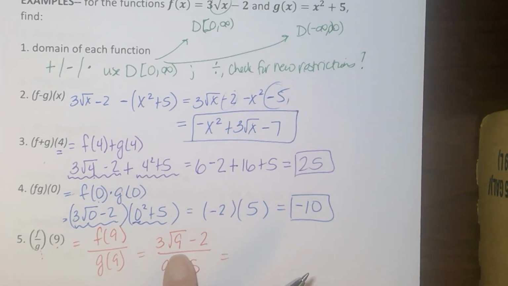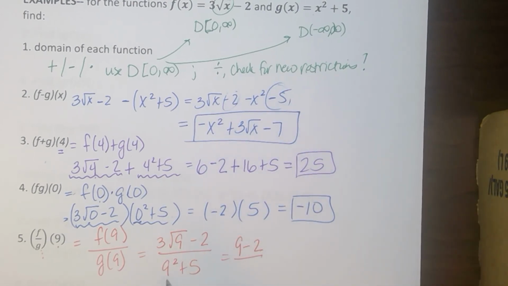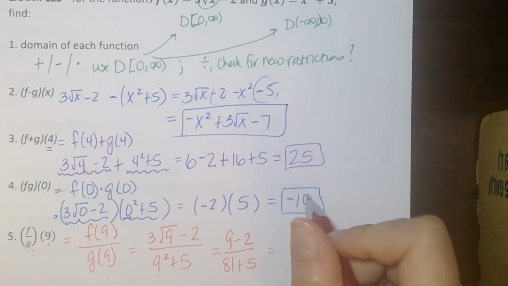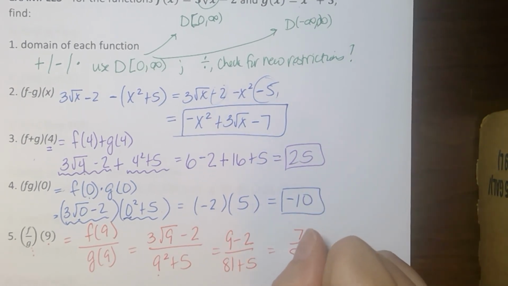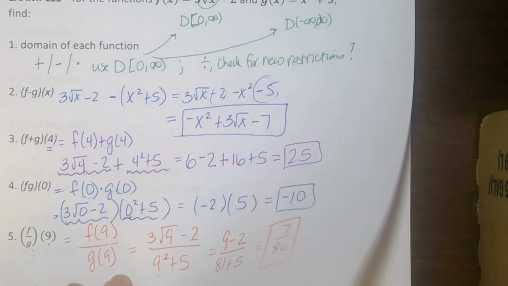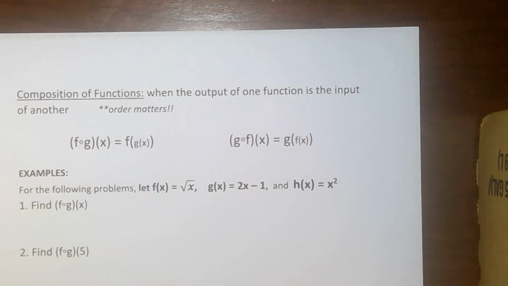Well, square root 9 is 3. 3 times 3 is 9. 9 squared is 81. So my numerator becomes 7 and my denominator is 86, and that is not reducible. So we are done. Just always check to make sure that when you stop, you're in lowest terms. Let's look at that last page and tackle composition of functions.